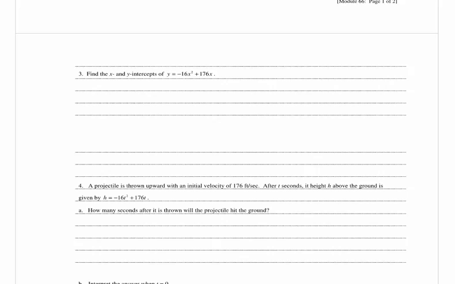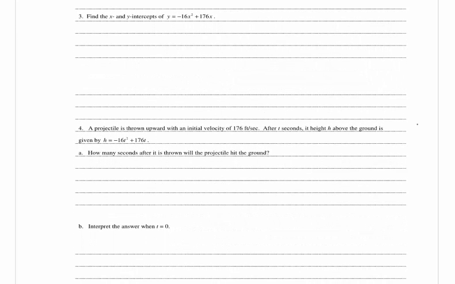In 3, it says, find the x and y intercepts of y is equal to negative 16x squared plus 176x. So for the x-intercept, we're going to set y is equal to 0. So we have 0 is equal to negative 16x squared plus 176x. And I'm going to factor a negative 16x from the right side of the equation. So I have 0 is equal to negative 16x times x minus 11. And now we can find that x is equal to 0 or x is equal to 11.